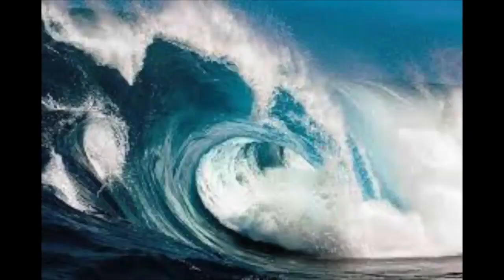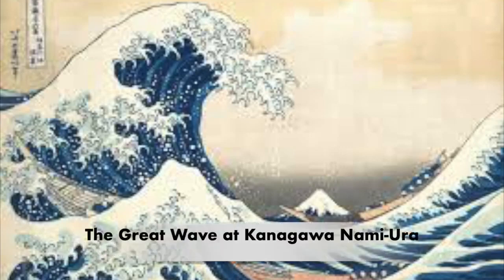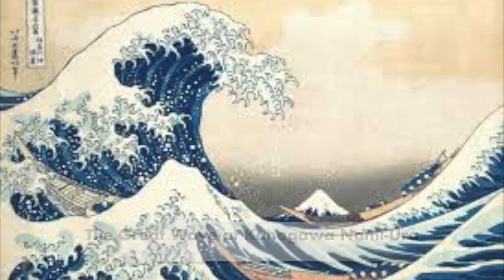Have you ever been swimming at the beach and been knocked down by a big wave? Well, be glad it wasn't as big as the wave in this picture by the Japanese artist called Hokusai. This painting is called The Great Wave at Kanagawa Namiura. Imagine this picture is part of a movie. What will happen next? What is the great wave about to crash on?